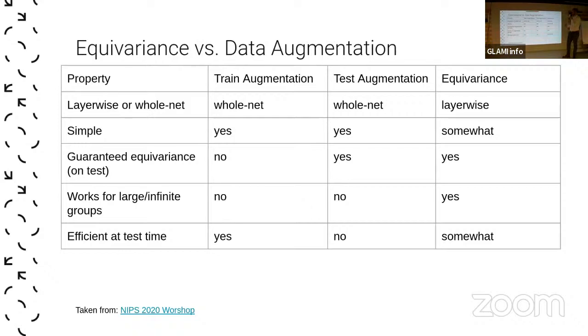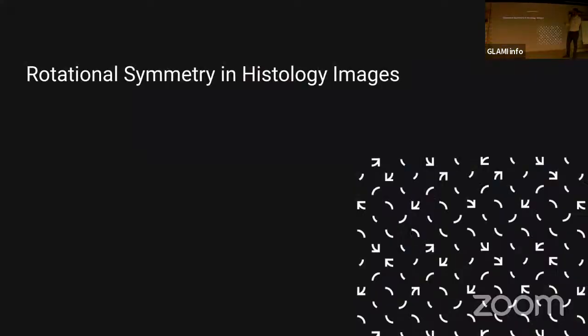So yeah, there's the comparison to some alternatives to doing equivariance. And since the time is running, I wanted to talk about a very specific example, and that's how to do rotational symmetry and how to apply this rotational symmetry to histology images.